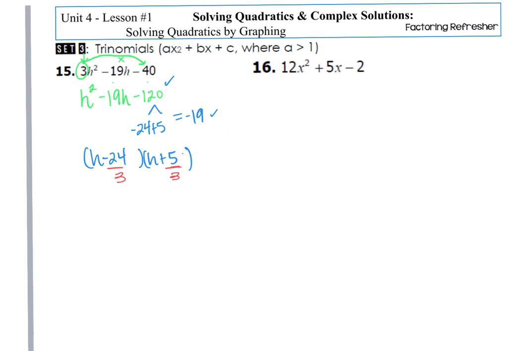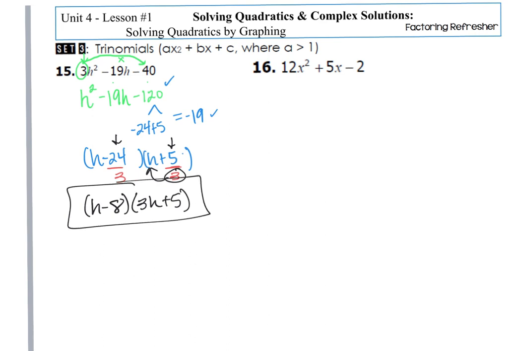So now we have to simplify before we do bottoms up. So looking here, negative 24 divided by 3 makes negative 8. So we have h minus 8. And then 5/3, I would check to see if it could simplify as a fraction. Since it does not divide evenly, it does not. So 3 goes bottoms up. It goes in front of its own h. So we have 3h plus 5. Okay, and that's finished.